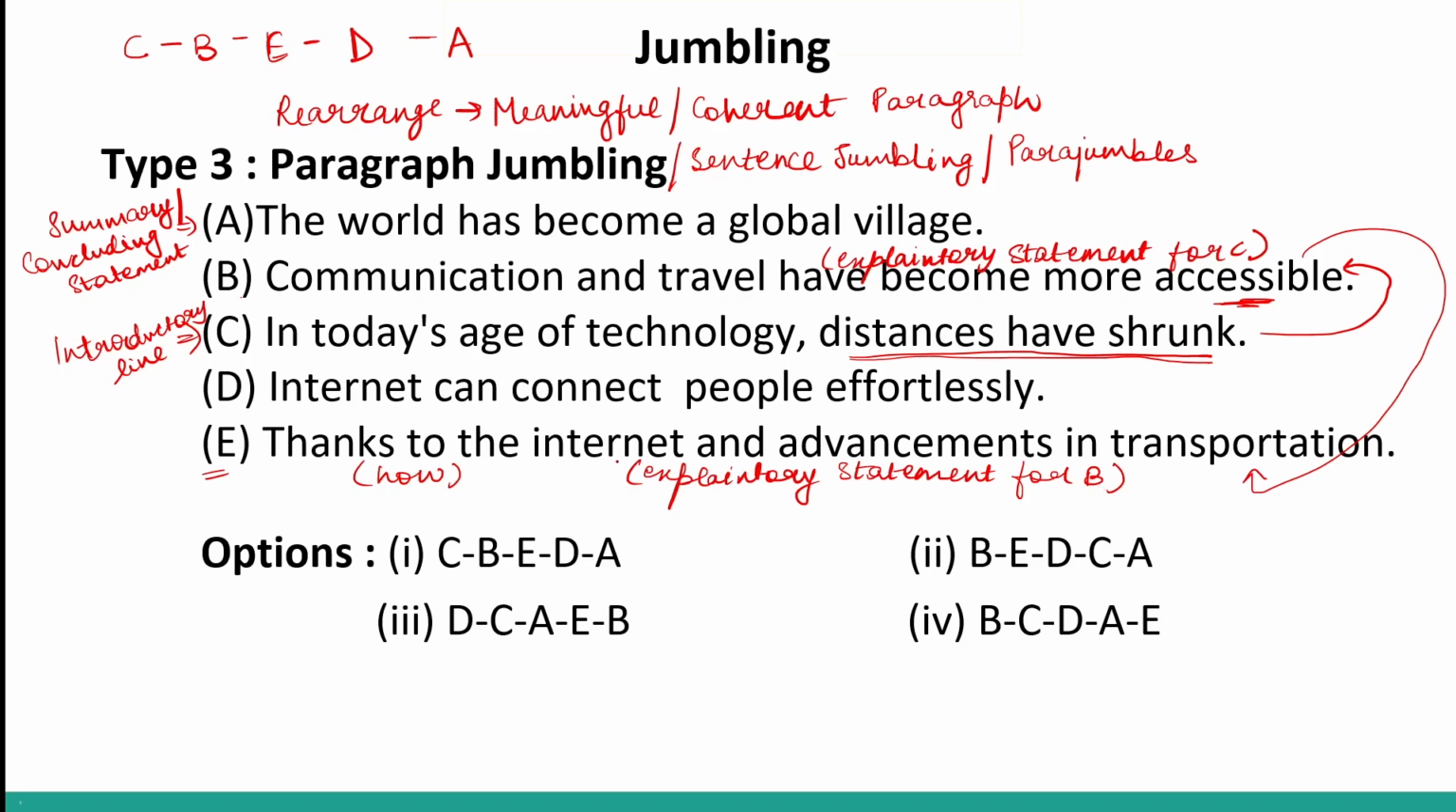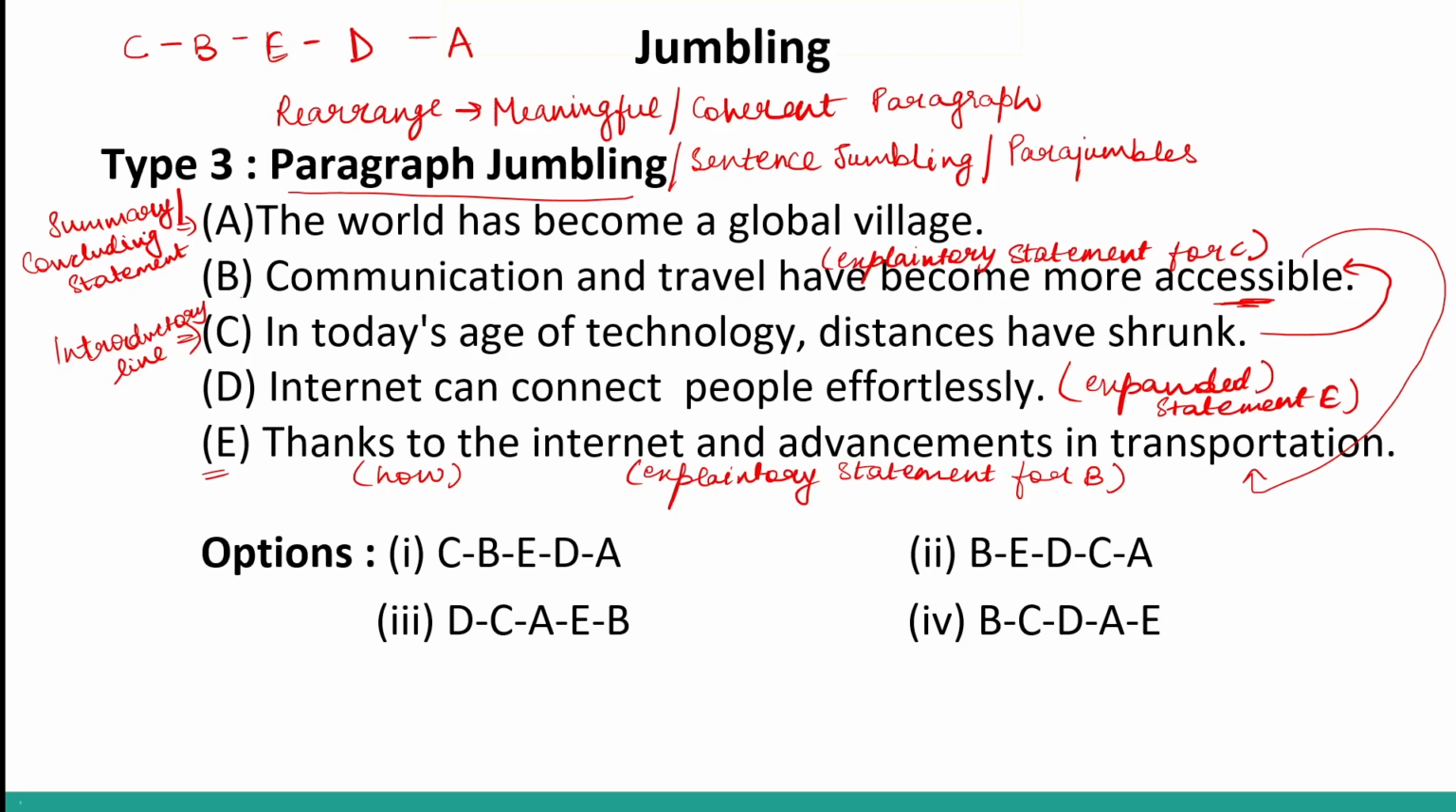Correct? Now, after this, we expanded it. So, in statement D, we expanded it and said that the internet can connect people effortlessly. We expanded upon statement E. Okay? In D, we did this. Now, we concluded this using the concluding statement that the world has become a global village. So, this is how you solve the question for paragraph jumbling.